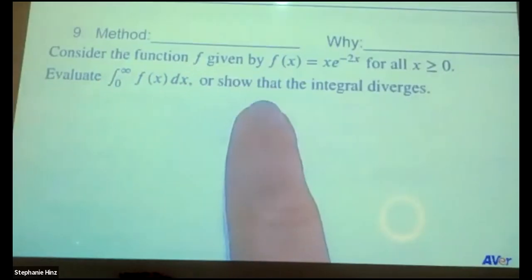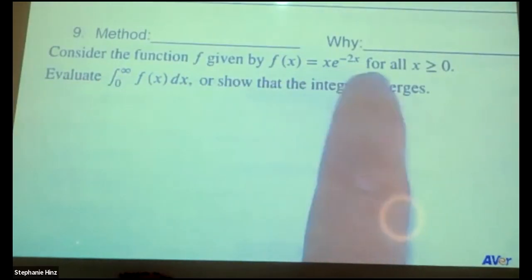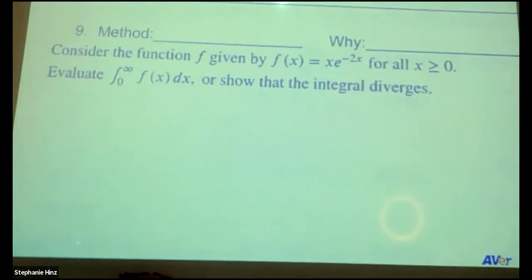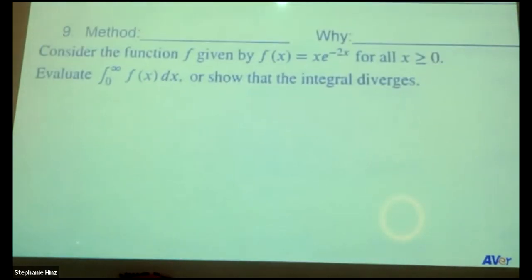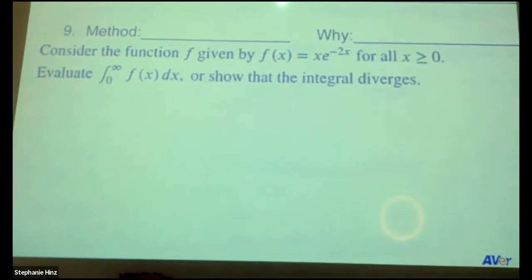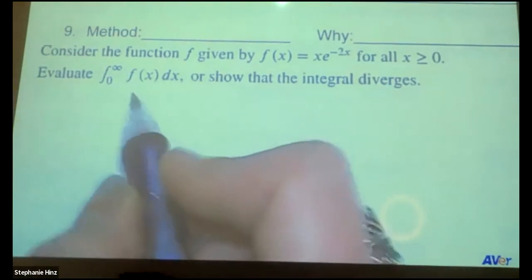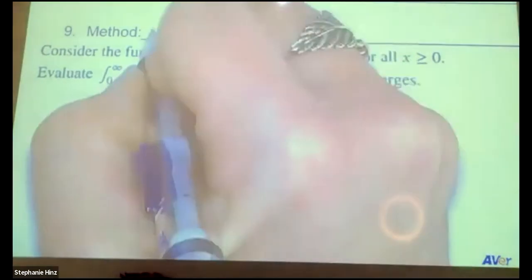All right, so consider the function f given by this for all x greater than or equal to 0. Evaluate the integral from 0 to infinity of f of x dx, or show that the integral diverges. All right, so this will be the last one of these that we try. And if you're looking at this, I hope you realize, oh, that needs improper integrals.